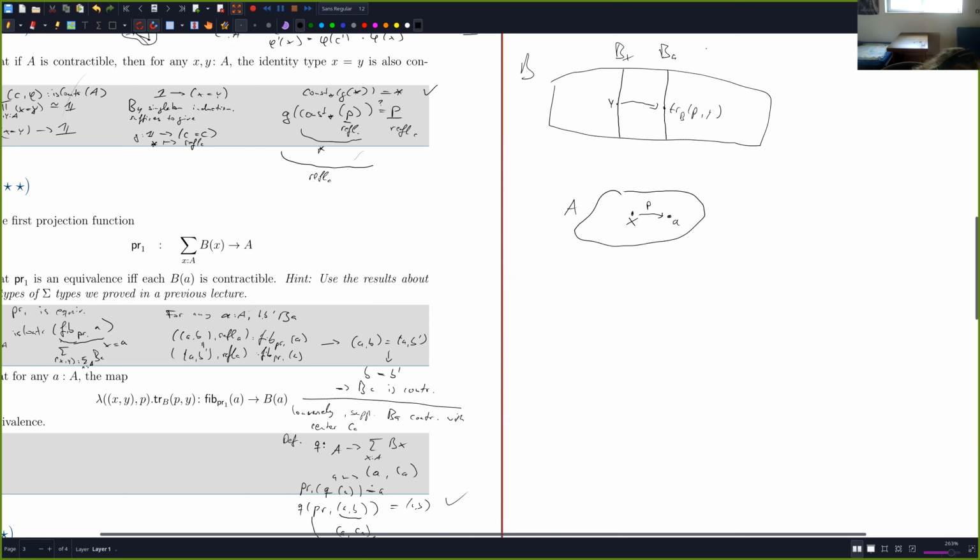And well, yeah, so we want to prove, this map is called K in the solutions. And we want to show that K is an equivalence, so show that the fiber of K at any B is contractible.